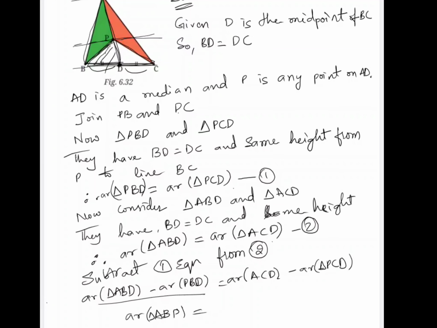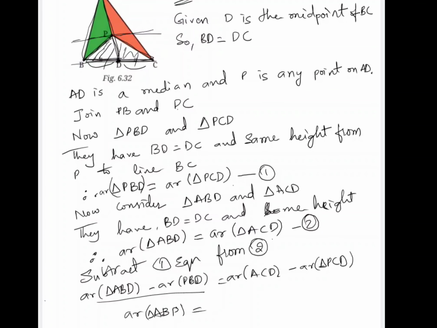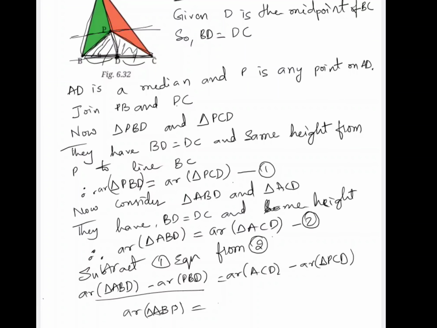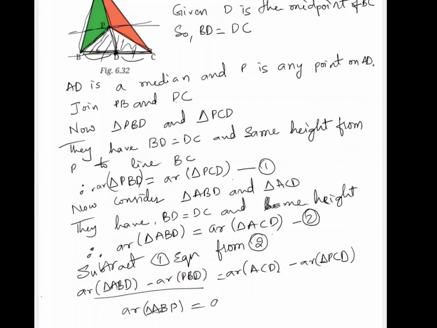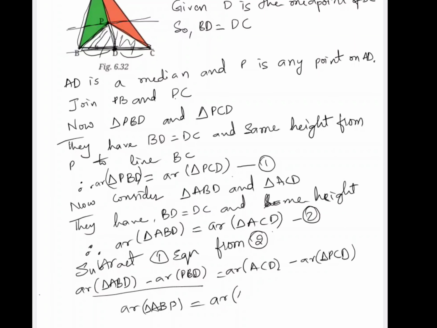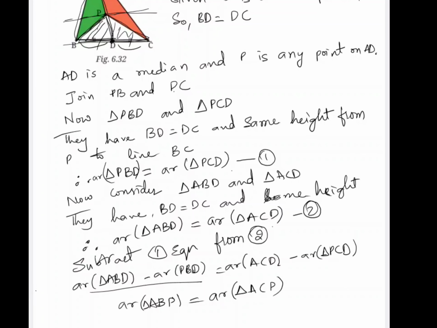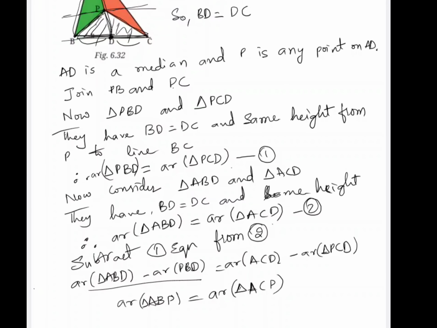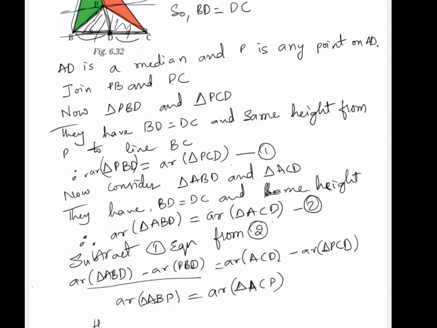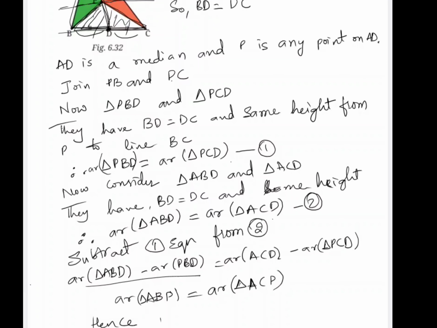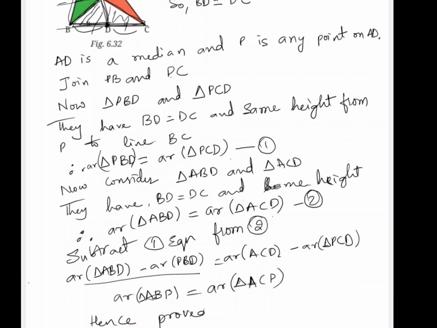Now, if we subtract this PCD from this ACD, we will get area of triangle ACP. So this is the thing which we have to prove. Hence, proved.